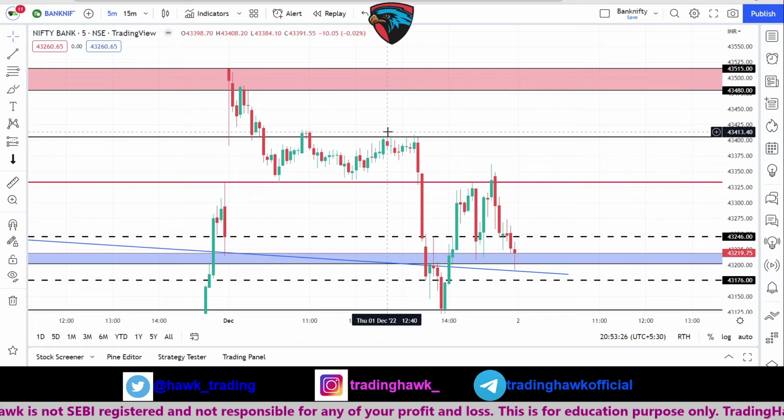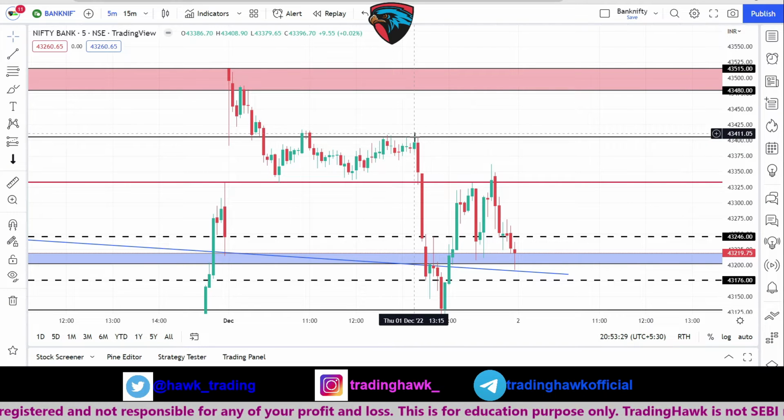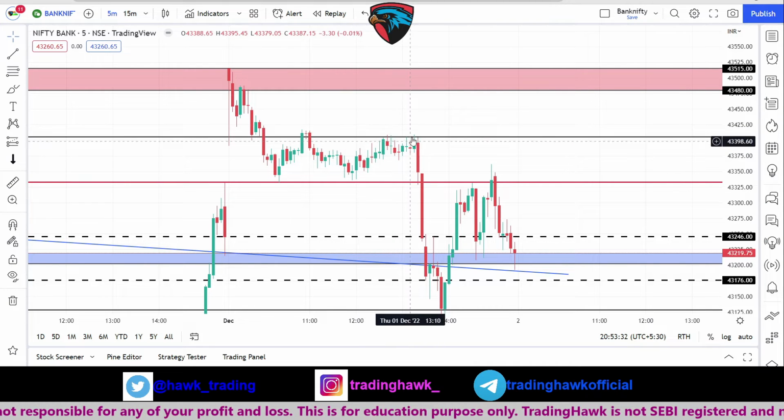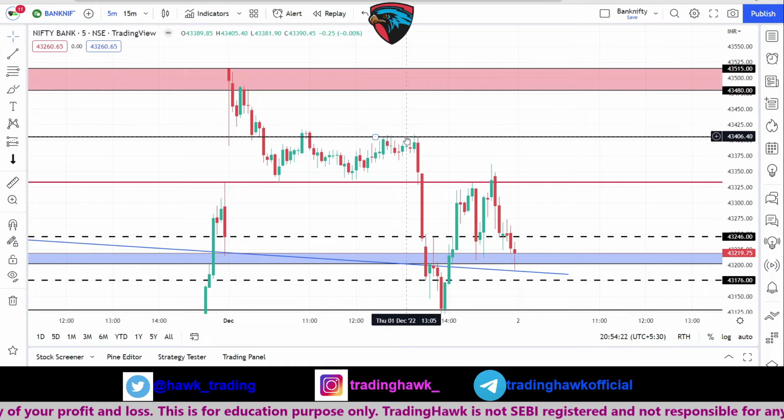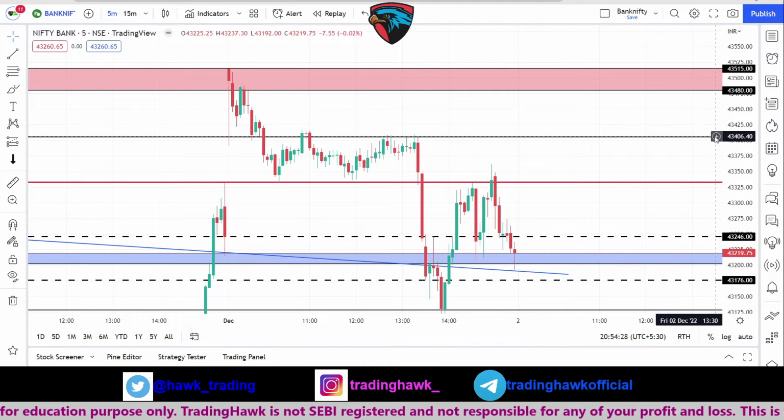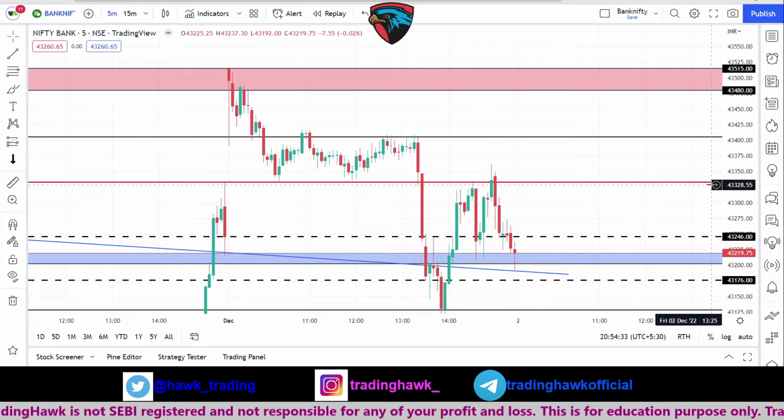this setup was showing you a scenario of the seller's presence in the market, and then it was making this type of rejection wicks from the top, from that range only. So this level was giving you a sign of rejection and that the seller presence is there. So this will make you two strikes to choose, 43,400, or you can go with the 43,300 put.